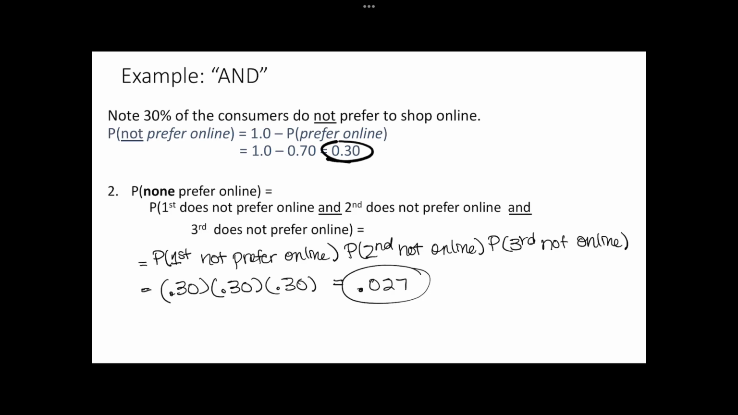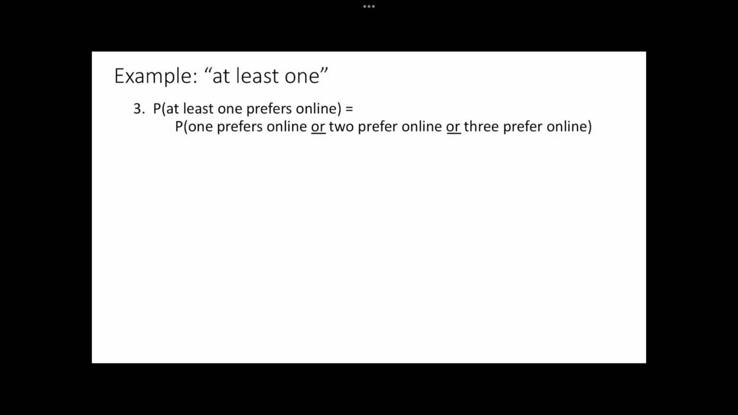Now let's look at the third part. The third part wants to know, what's the probability that at least one prefers online shopping? Now the at least one can be tricky to compute, because if at least one prefers online, it could be that one of the chosen consumers prefers online, or 2 prefer online, or 3 prefer online. Moreover, if we have one that prefers online shopping, is it the first one, or the second one, or the third one? This becomes really difficult to compute.